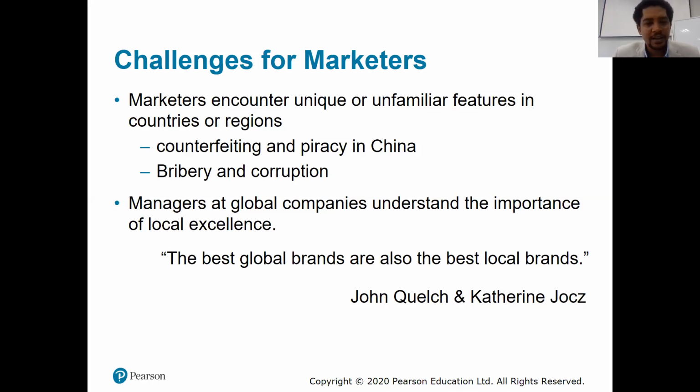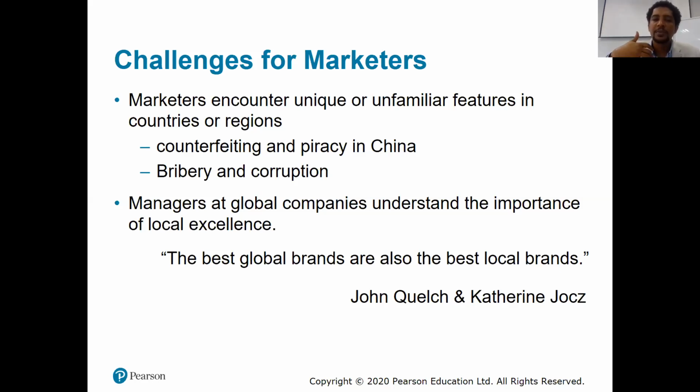Okay, and the other is that managers at global companies understand the importance of local excellence. Okay, so there is a saying by one businessman. He said, "The best global brands are also the best local brands." Okay, because managers in global marketing study the culture, the environment, the needs and the wants of people outside their country. Okay, that's the only way that you can survive and you can grow, right?